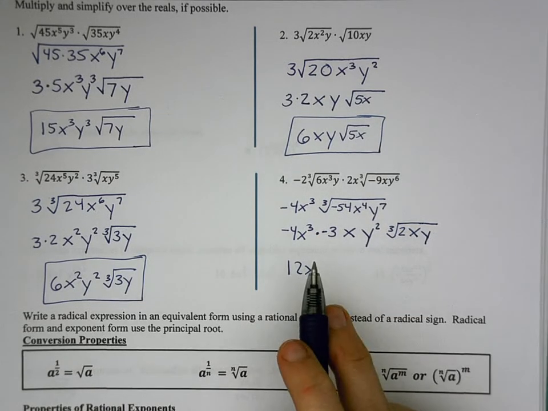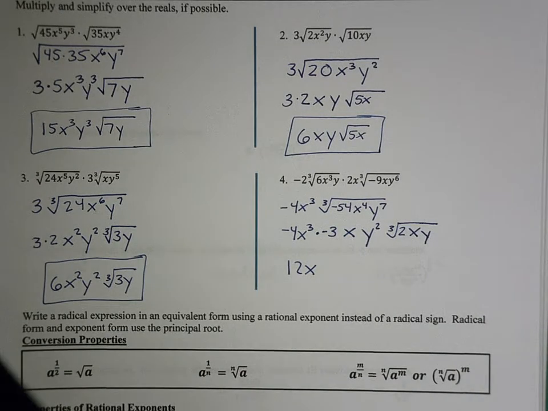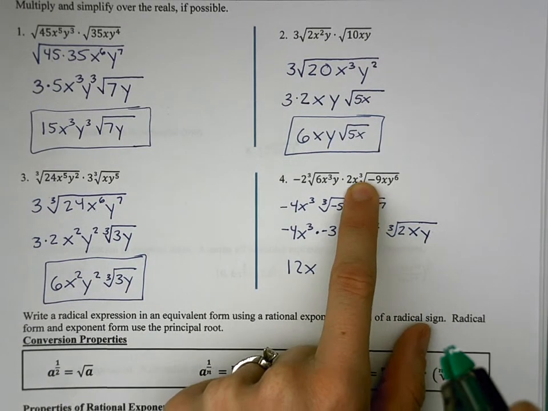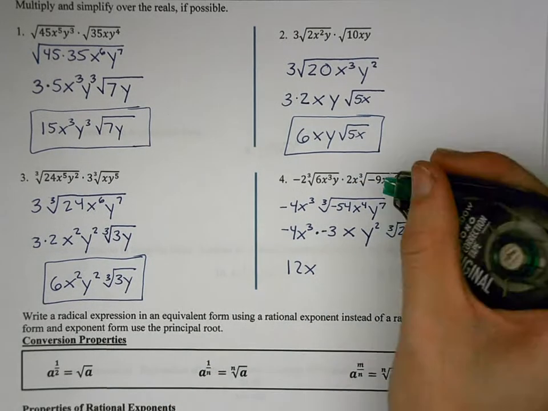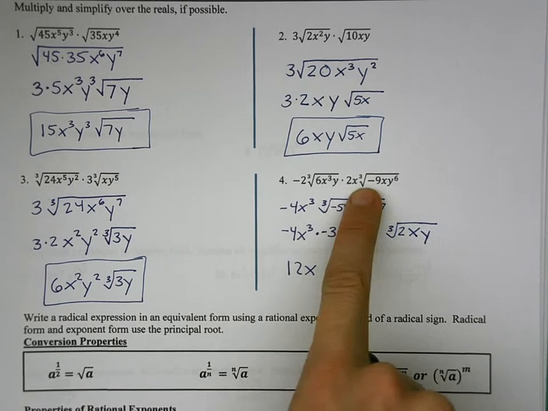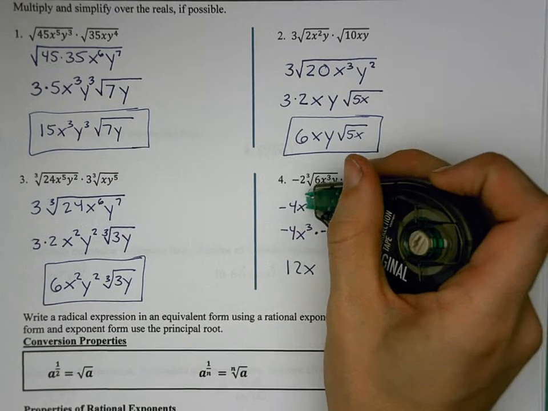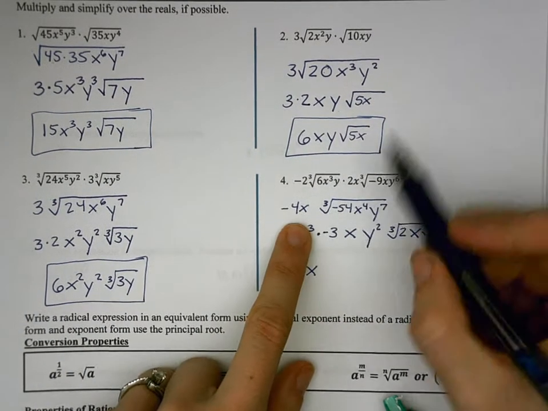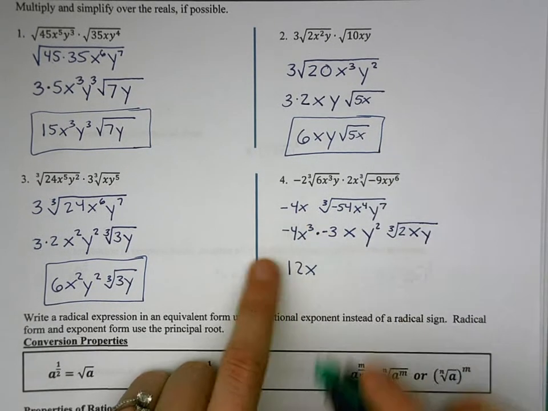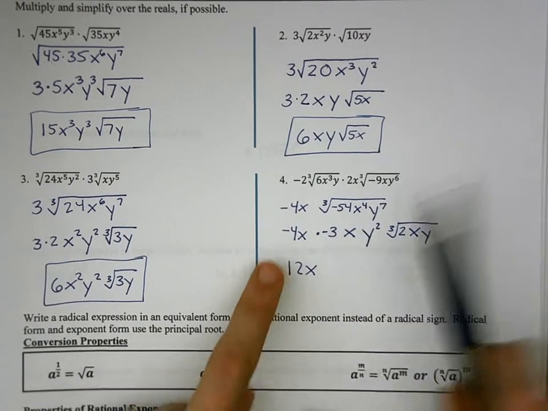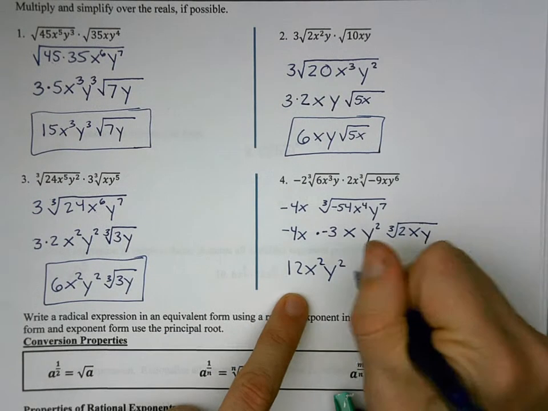We have a small typo here. I pulled that cube with the x as though this was x cubed, but that is the cube root of negative 9. So when I multiplied initially, negative 2 times 2x should have been negative 4x, not negative 4x cubed. That cube was at the root here, right? So that would have been negative 4x, negative 4. So positive 12, x times x is x squared, y squared, and the cube root of 2xy.